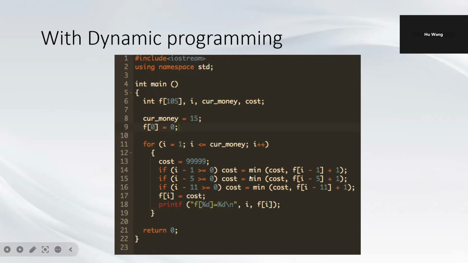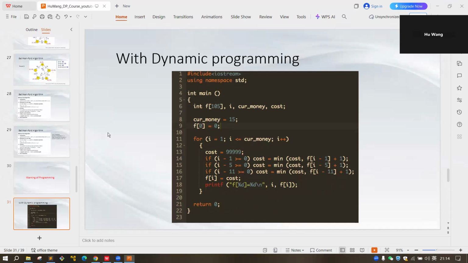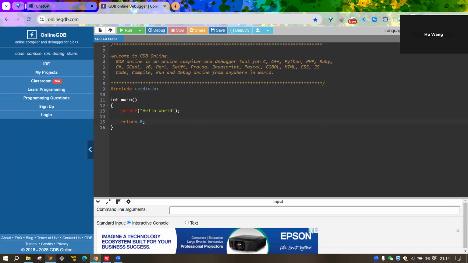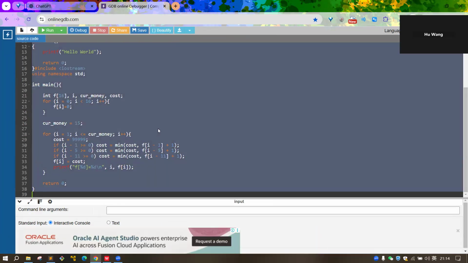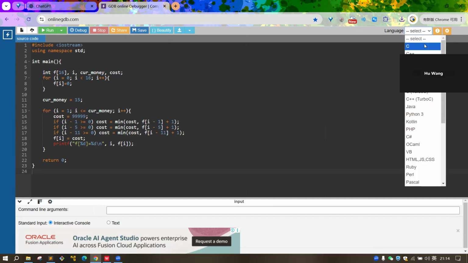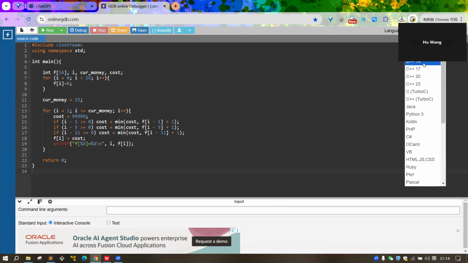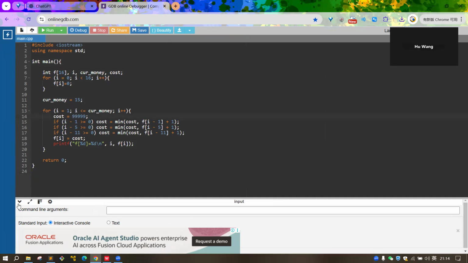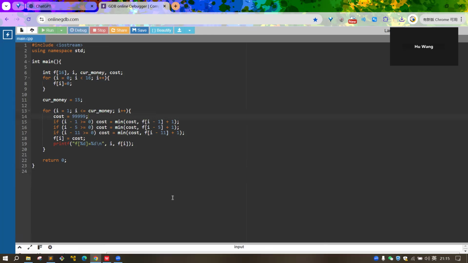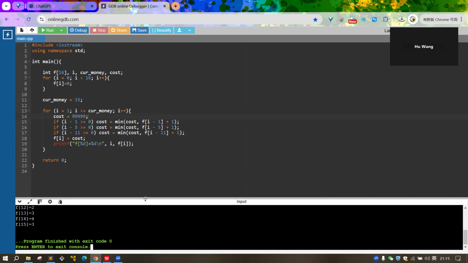We will choose the current cost, which is initialized to a very high number, and we will update the current cost with the other three options. Which one is the best one to choose? So I'll show you in this online editor or online compiler. If you run it, you're going to solve it in a couple of seconds.